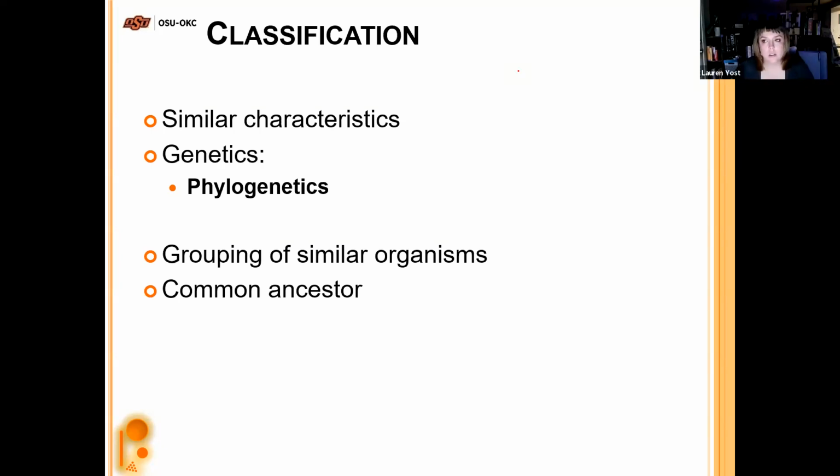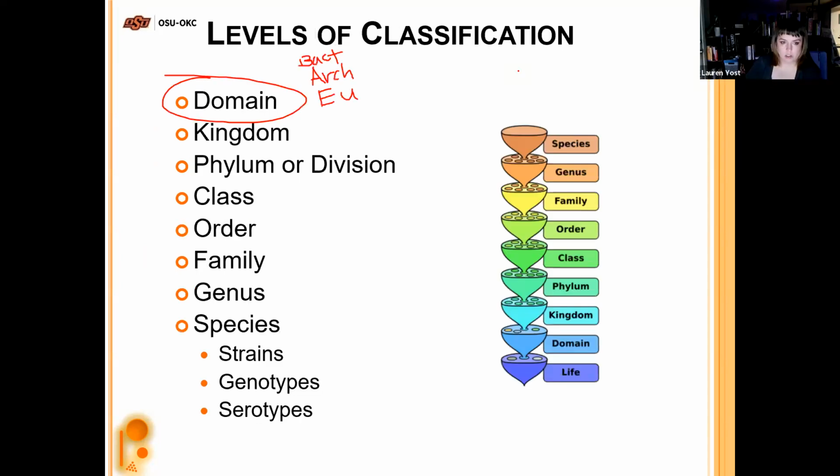So that's how we're going to sort them out genetically, and then we'll also consider some of their characteristics. Any common ancestors and things like that. So these are the levels of classification. You'll probably be quizzed on this or tested on your exam. So remember these: kingdom, phylum, class, order, family, genus, species. Don't worry about division. That used to be what it was called. We're going to be calling it phylum.